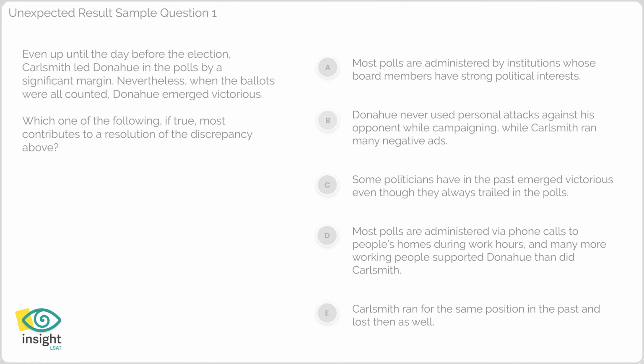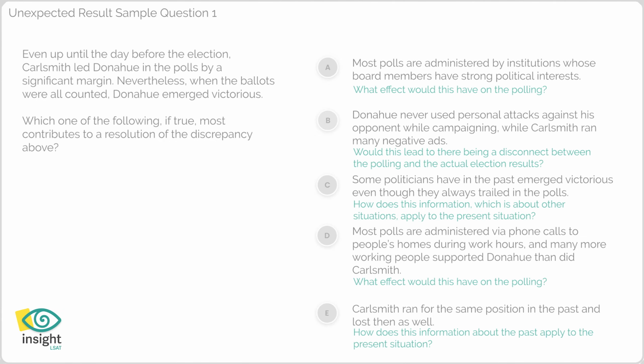Pause the video and work through this one on your own. And enabling Insight mode now.